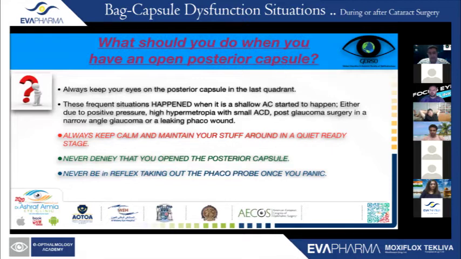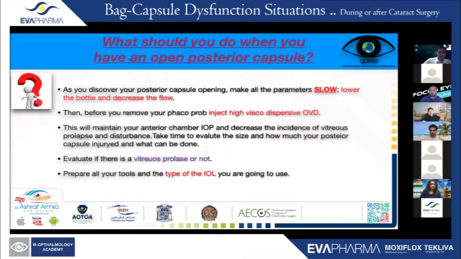Never deny that you have an open posterior capsule. Never react by reflex, taking out the phaco probe once you know. As you discover your posterior capsule opening, make all the parameters slow, including the bottle, and decrease the flow. Inject a high viscodispersive OVD to maintain the vitreous and the anterior chamber depth. This will maintain your anterior chamber IOP and decrease the chance of prolapse and disturbance of the vitreous. Evaluate if there is a vitreous prolapse or not, and prepare all the tools and the type of dye.